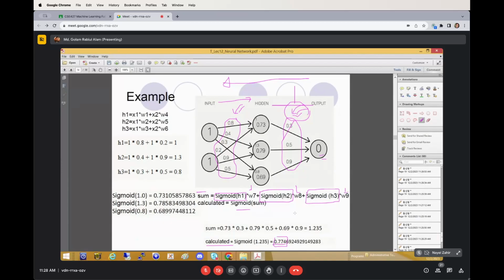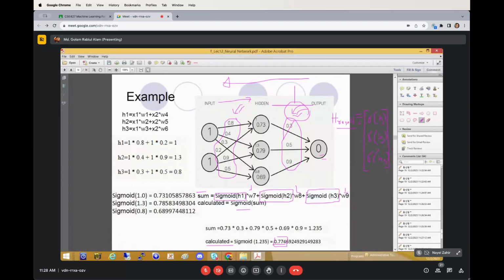So this is our output sum. If we consider sigma of H1, sigma of H2, and sigma of H3 as the hidden layer results, the hidden results, the H results is equal to sigmoid of H1, sigmoid of H2, and sigmoid of H3. So this is our H results.